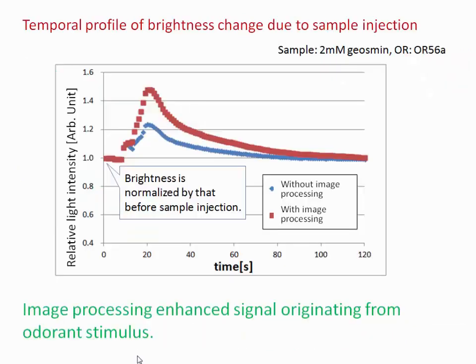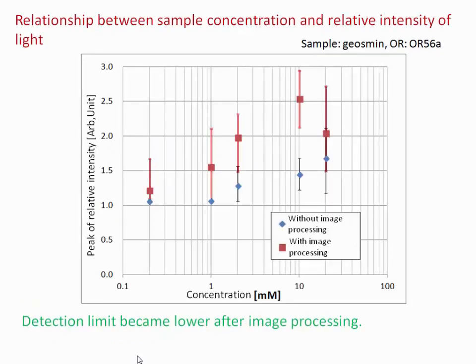And this one is the temporal profile of brightness change due to sample injection. The sample is again geosmin, and the lateral axis is the time, and the vertical axis is the relative light intensity. And brightness is normalized by that before sample injection. The blue line means without image processing, and the red one means with image processing. And you can see that when we do the image processing, we have a high sensor response, and image processing enhances the signal originating from the odorant stimulus.